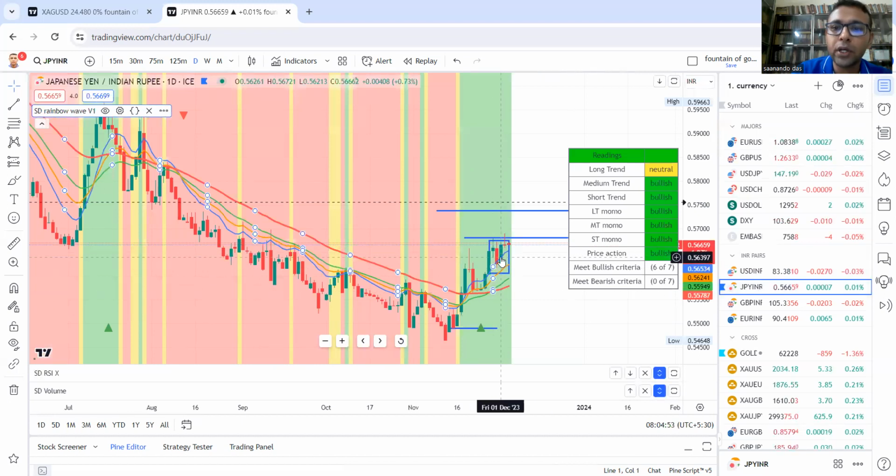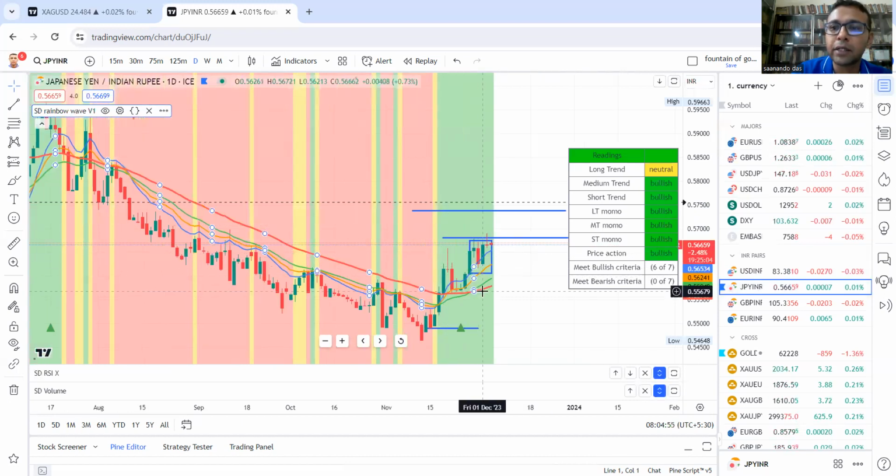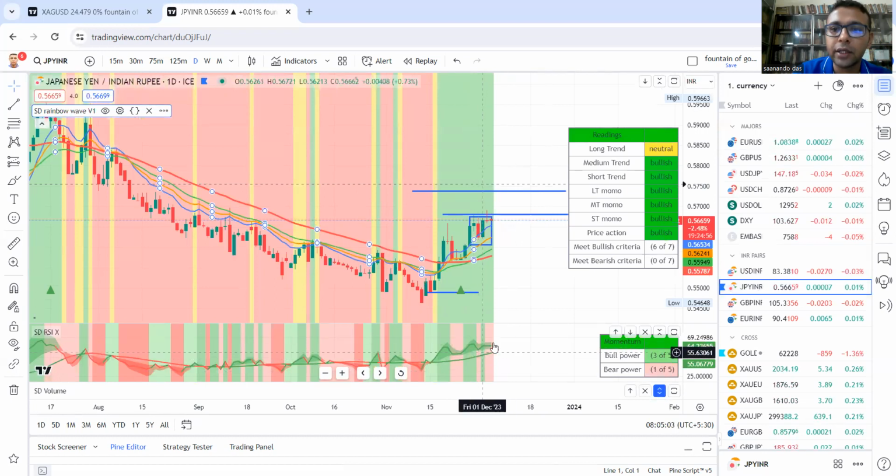Japanese yen showing a comeback, definite comeback is going on. But further up momentum is required to make a push higher. If we look at the RSI, it is not significantly going up.